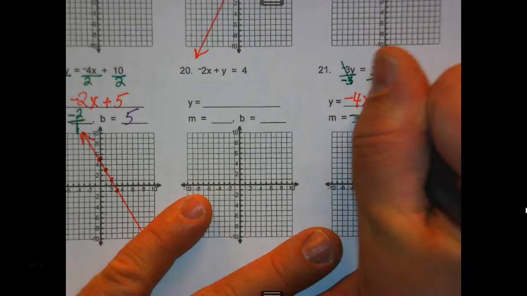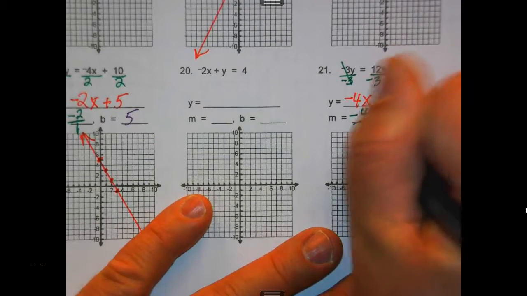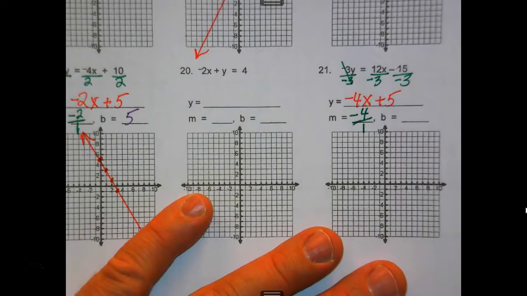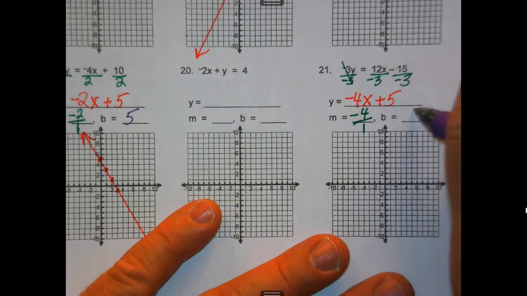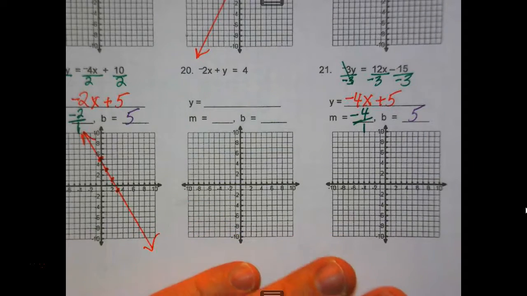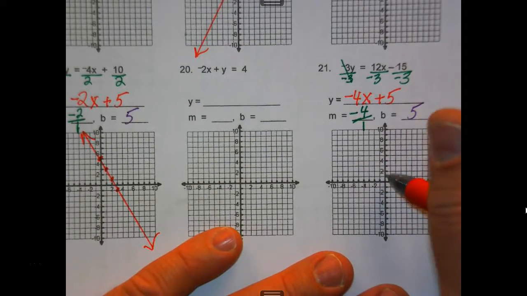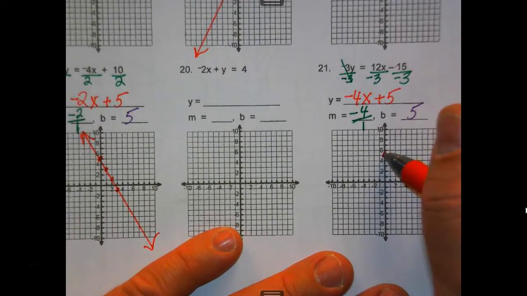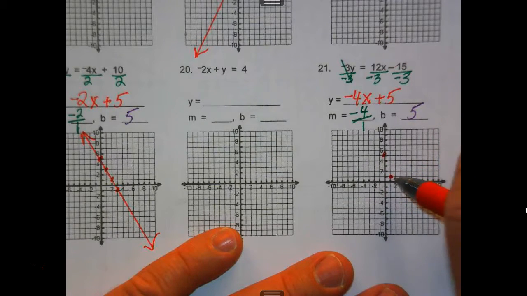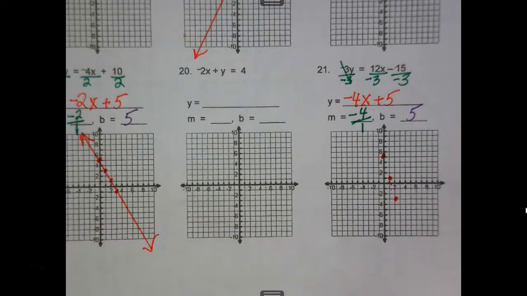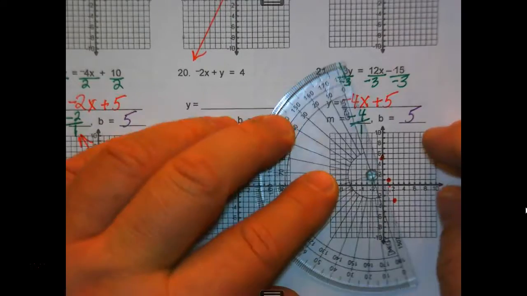Slope, coefficient of x is negative 4. Put it over 1. My b is positive 5. So start at 5. Go down 4 to the right 1. Draw a straight line.